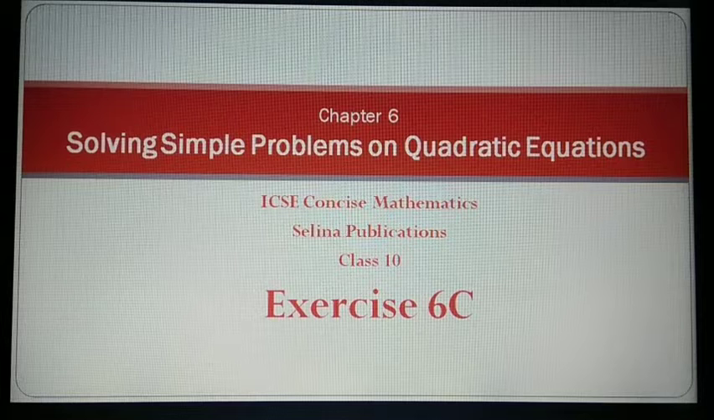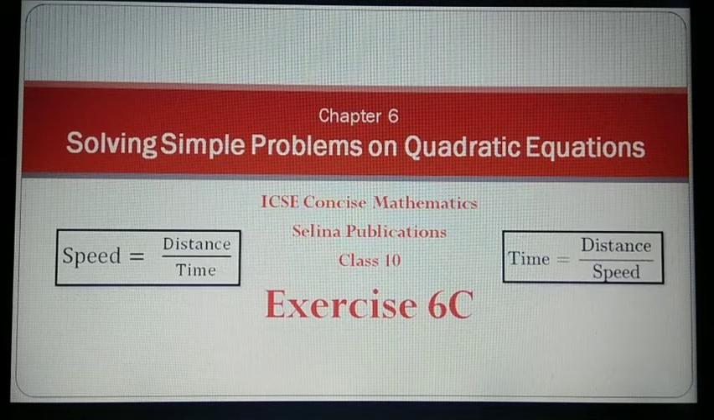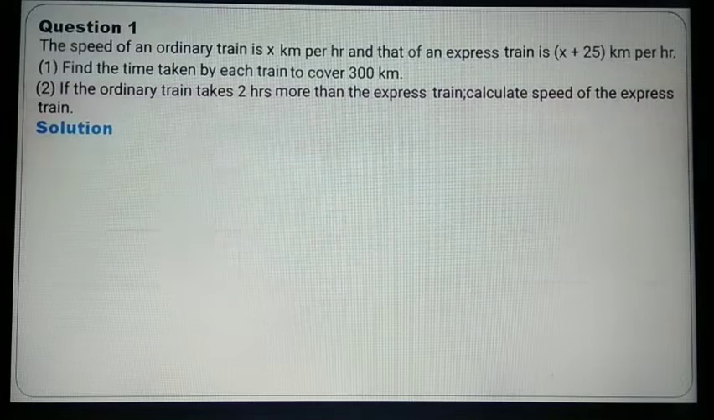Today we are going to start with exercise 6C. Here we are going to make use of the formula which you have already seen in your physics or in your maths as well. We will use speed equals distance by time, and time equals distance by speed. So let's begin with the first problem.